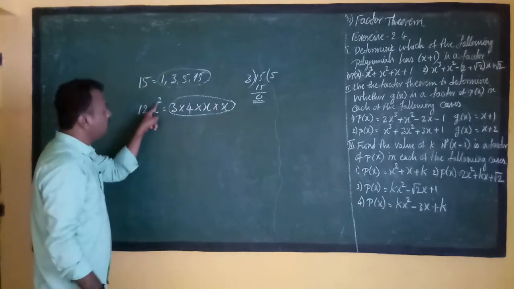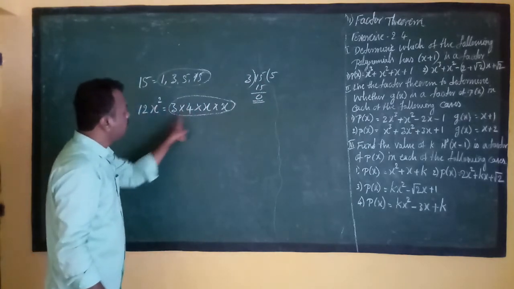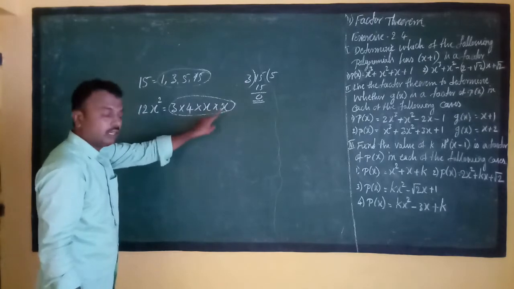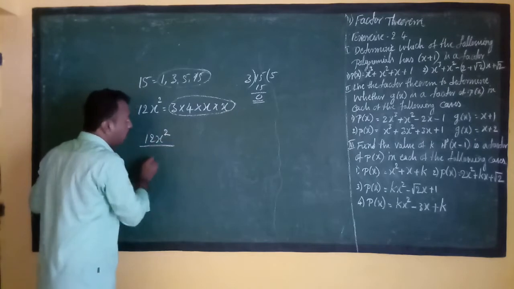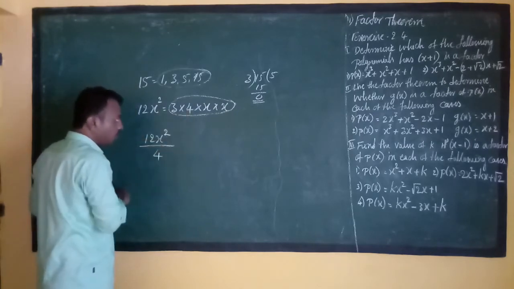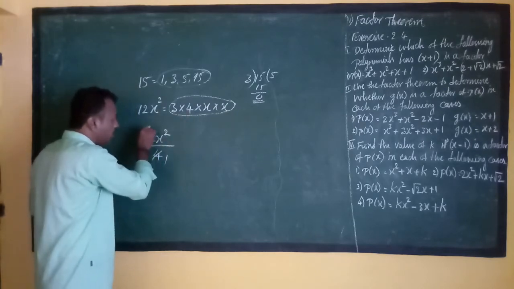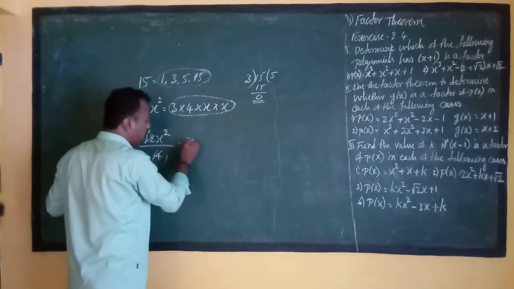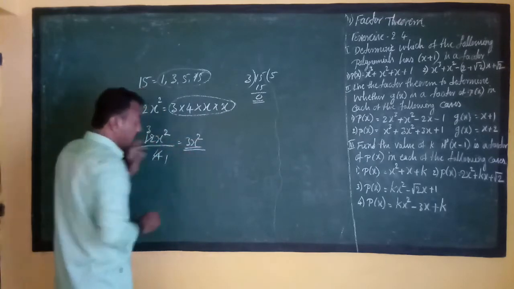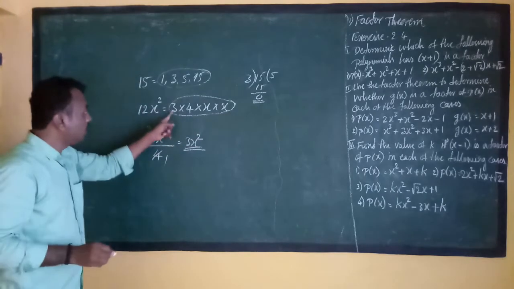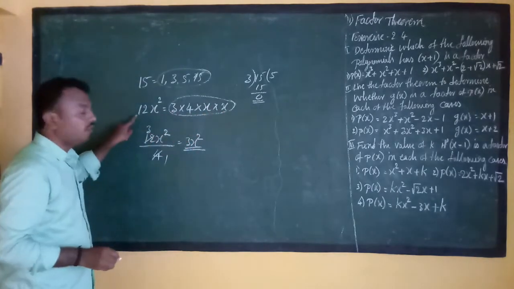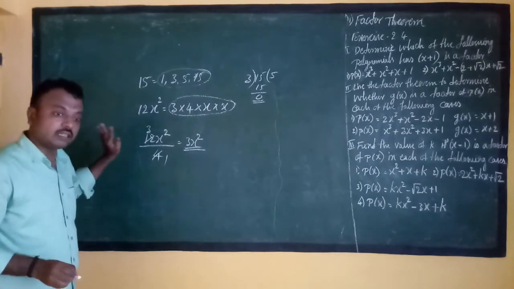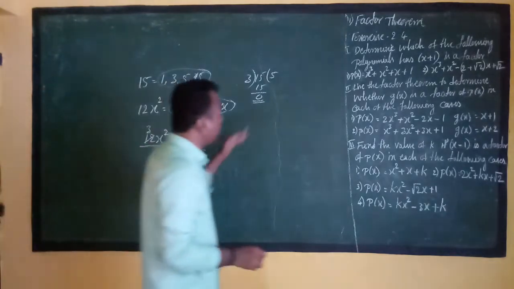So 12x square is equal to 3 into 4 into x into x, so it is also divisible. If 12x square is divided by 4, I will take 4: 4 ones are 4, 3s are 3 into x square, that is 3x square. So it is exactly divisible by 3 and 4 and x and x. So these are the factors of 12x square. Understand students? Yes.